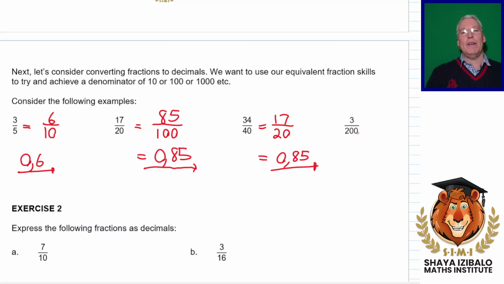What about 3 out of 200? Now, 3 out of 200, if we divide the top and the bottom by 2, we're going to get 1,5 out of 100. Now, think about 1,5, and we're going to move that decimal place twice because we're dividing by 100. We're going to move it twice to the left, making the number smaller. So it's going to go there, and then it's going to go there. So in fact, our answer is going to be 0,015.